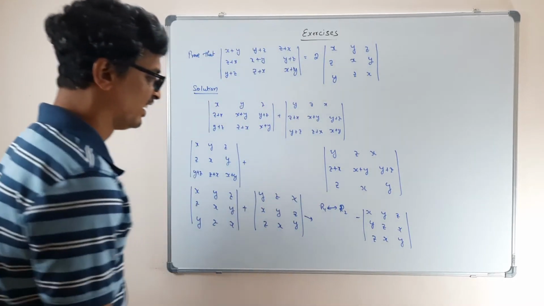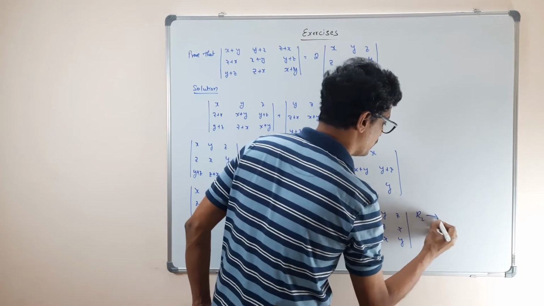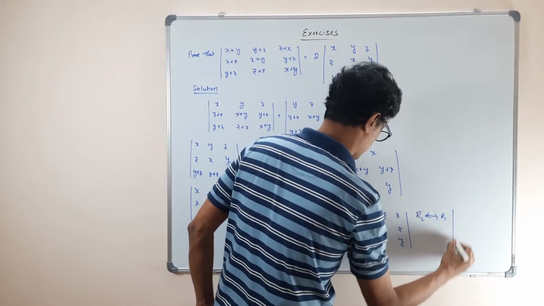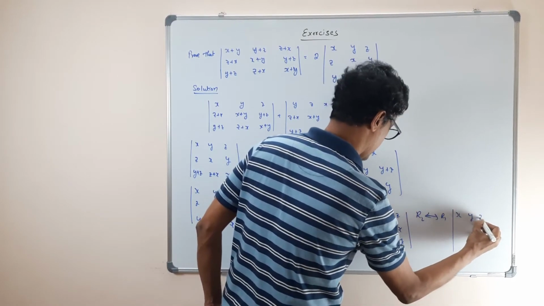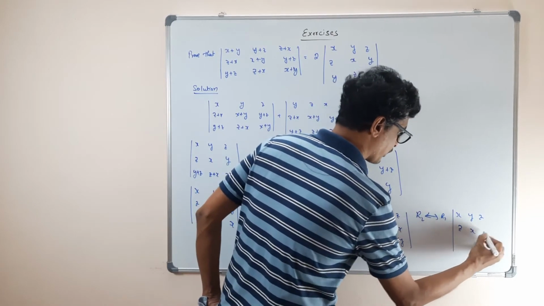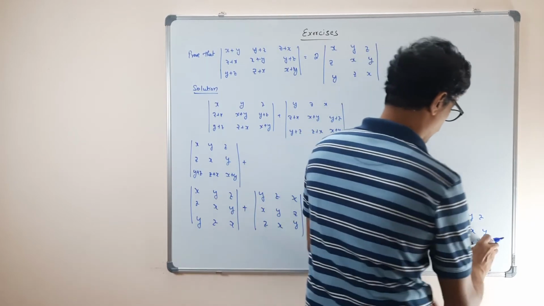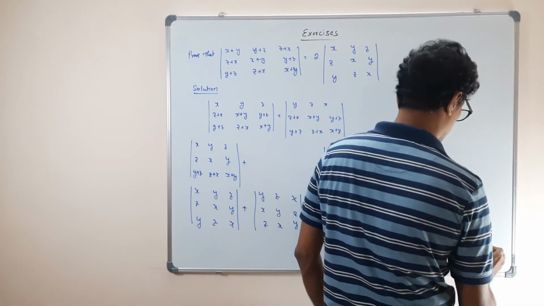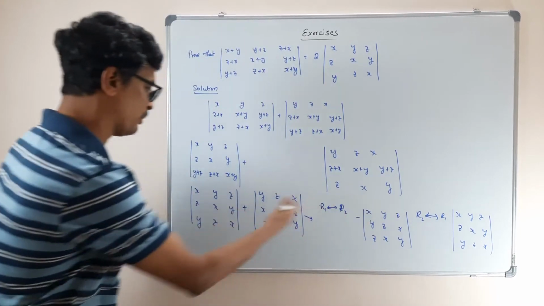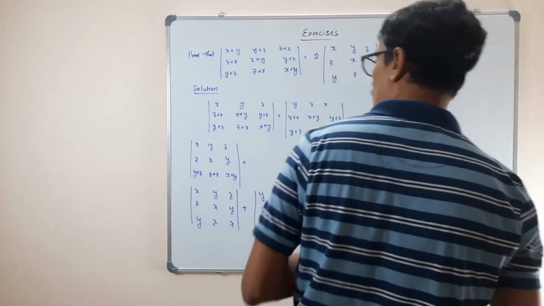Okay, yeah. Now we are again swapping row 2 and row 3. So that will be x, y, z. Minus minus will become plus. Z, x, y and y, z, x. So therefore this will become same as this, it becomes 2. Okay, this is the way you can do.